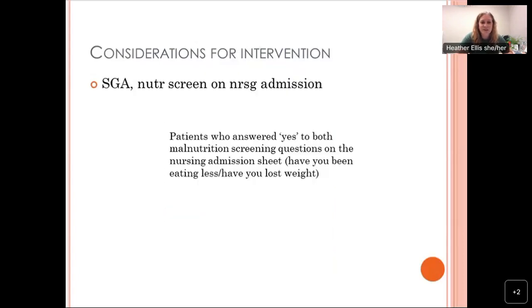So considerations for intervention. So an SGA, a nutrition screen on the nursing admission. So patients who have answered yes to both of the malnutrition screening questions on the nursing admission sheet. So have you been eating less? Have you lost weight? Those are important questions to us because that helps the nurses screen for us when the patient comes in. And then based on yeses from those two questions, it provides us the ability to get a consult and see those patients.